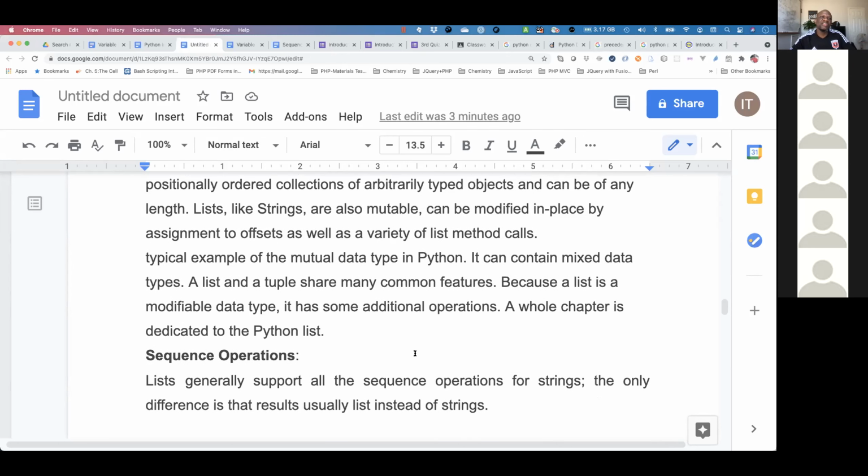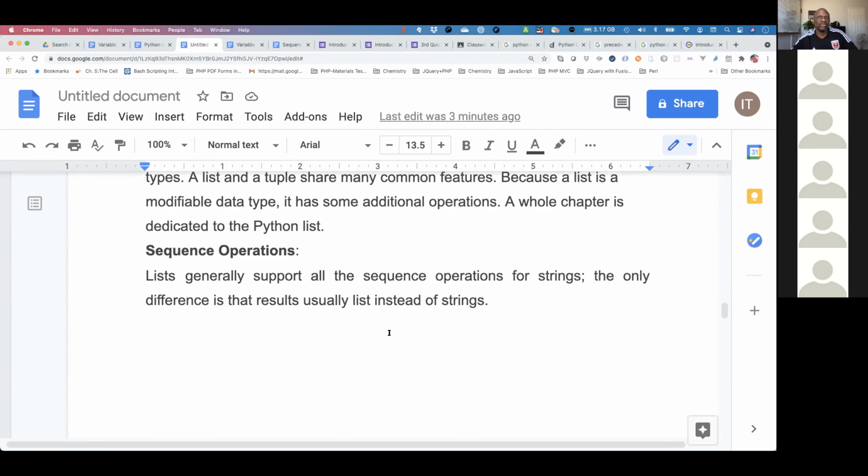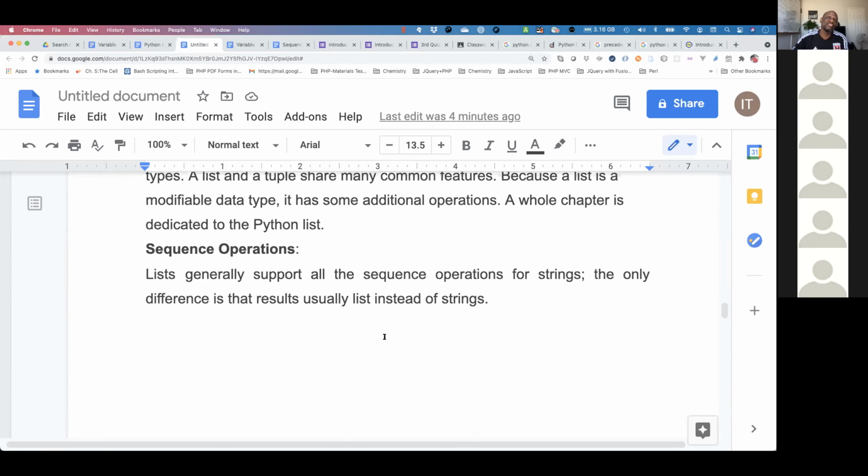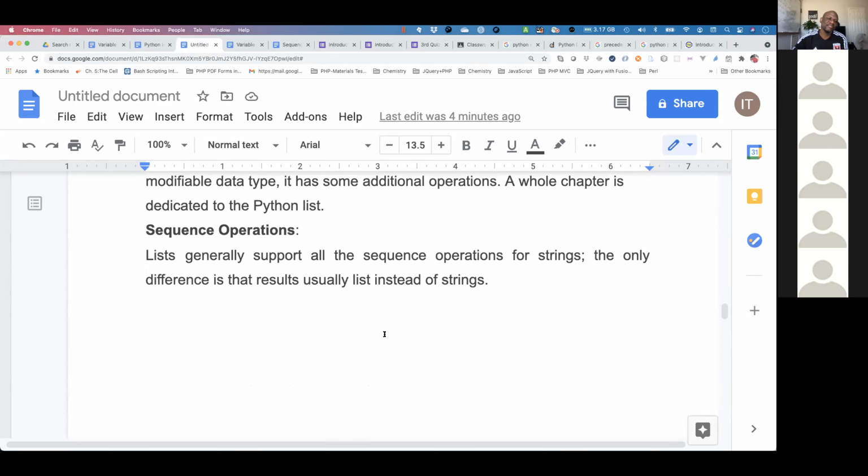Now, lists generally support all the sequence operations for strings. The only difference is that the result is usually a list instead of a string. When we put it in, we can bring it out, and it's always going to be a list. It's not going to be a string. But if you save, let's say, your name into a string as first name, it's going to be a string. It's not going to be a list, unless you specifically state so.